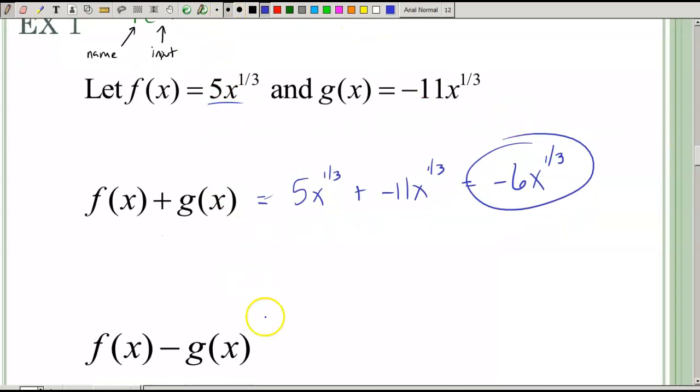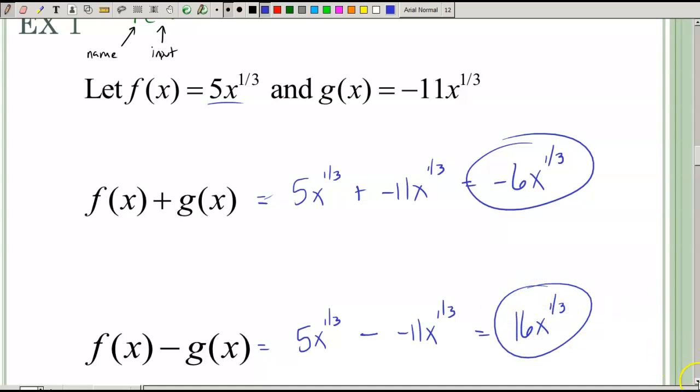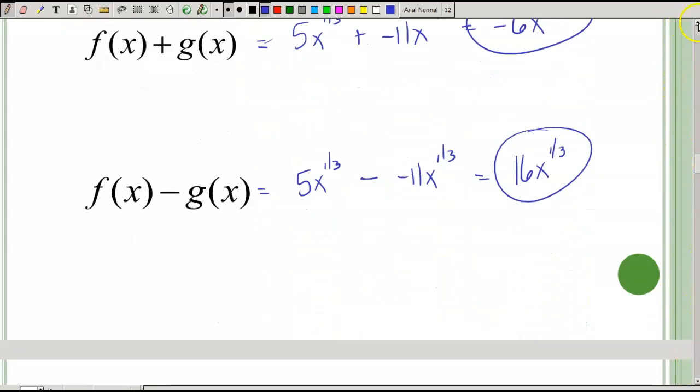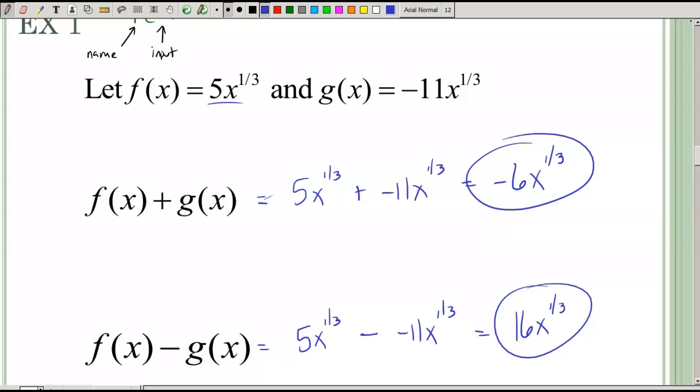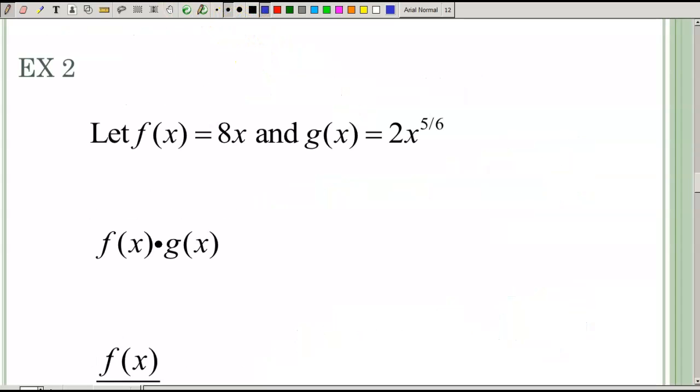If we were to do f of x minus g of x, same thing. We're going to take 5x to the 1/3, but now minus negative 11x to the 1/3. So similar to the first one, but since we subtract a negative, we're going to have 16x to the 1/3 there. All right, so that's adding and subtracting. As long as we remember how to add and subtract polynomials, and we follow those rules that we've already learned in previous sections and chapters, then we're good to go.